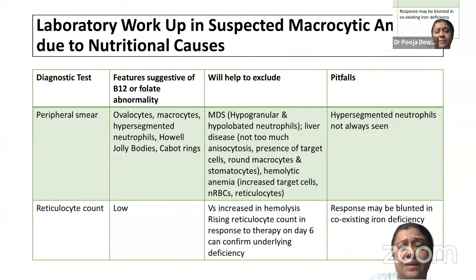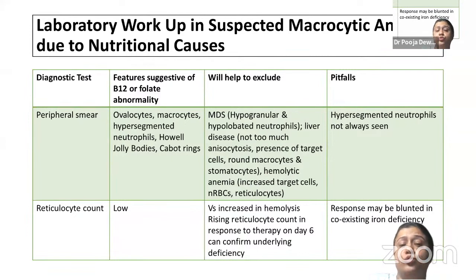Now, hypersegmented neutrophils are when your neutrophils have five or more lobes, and more than 5% of such neutrophils are there in the peripheral smear. We say that there is presence of hypersegmented neutrophils. Now, looking at the peripheral smear will help you exclude MDS, where you will find hypogranular and hypolobated neutrophils.